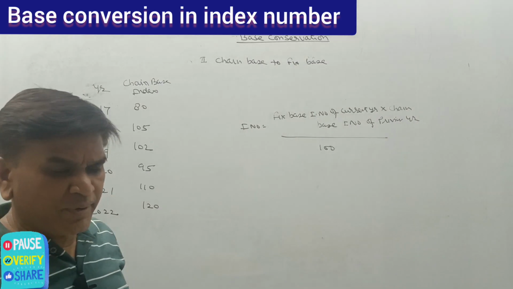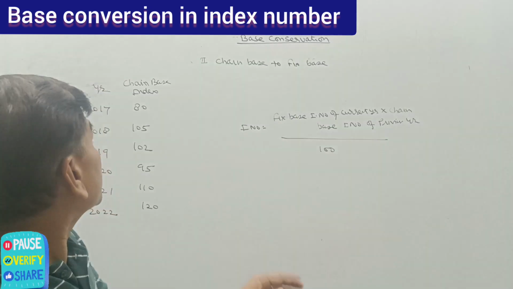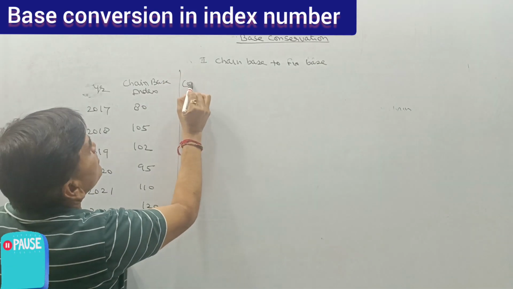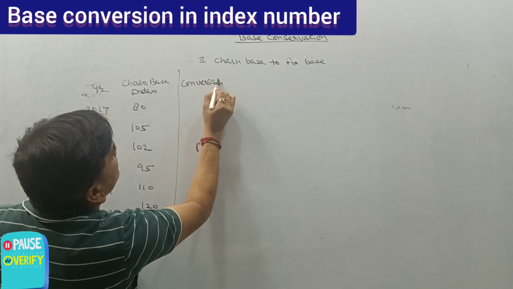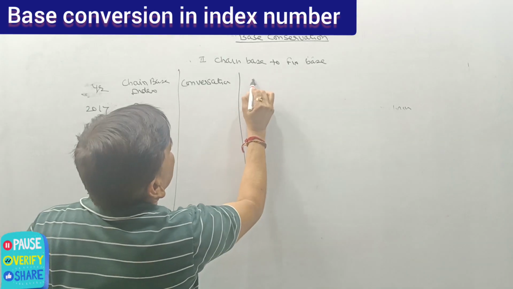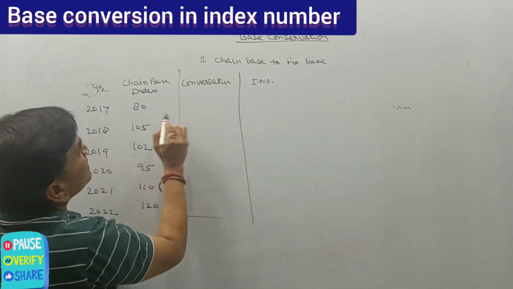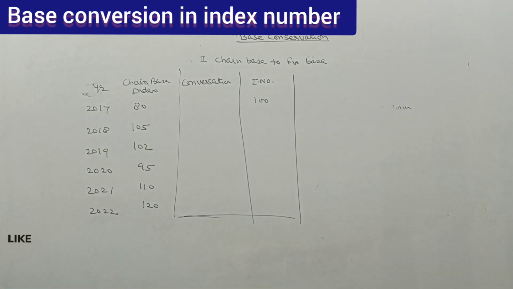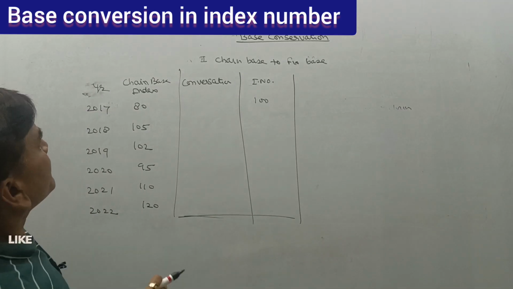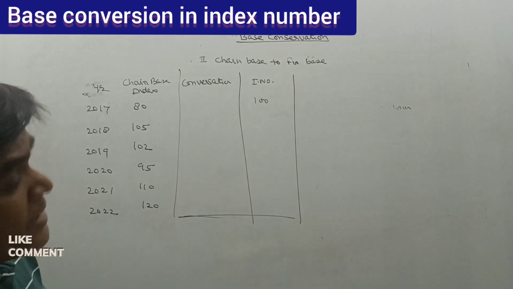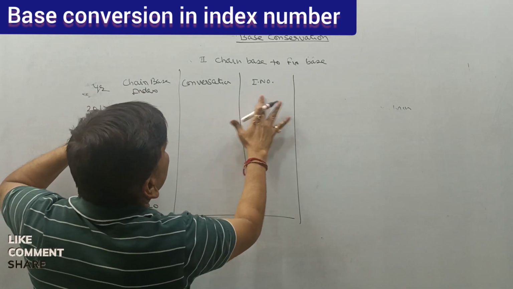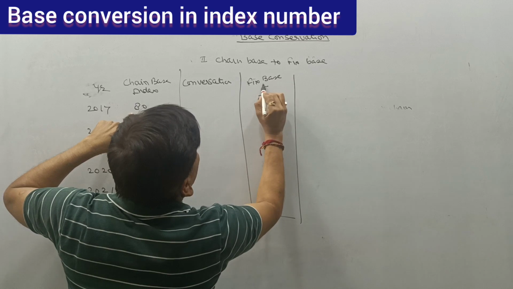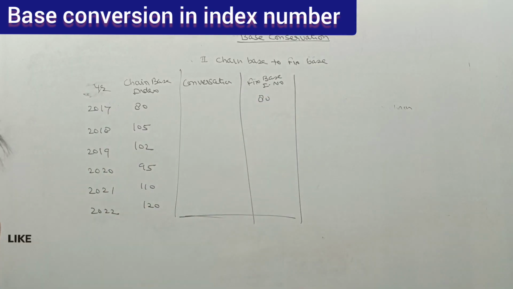So how to convert it? It's very simple. This chain base index is given. Now the conversion to fixed base index number. The first index number will be treated as 100. First, the chain base index number is 80, so the fixed base index number will also be 80. The first one will be similar to this.